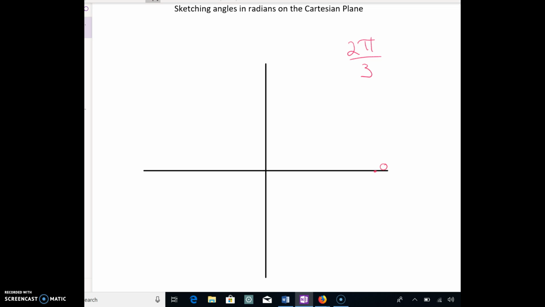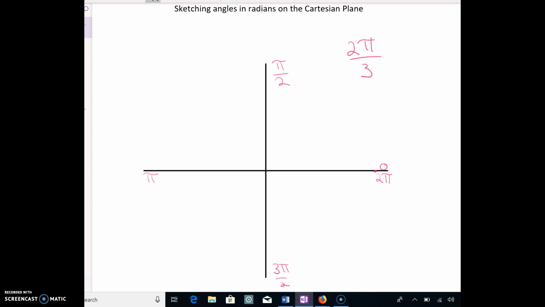This is 0 radians. Remember that this is pi over 2 radians. This is pi radians. This is 1.5 radians, which we're going to call 3 pi over 2 radians. And then that's 2 pi radians to complete the circle there.